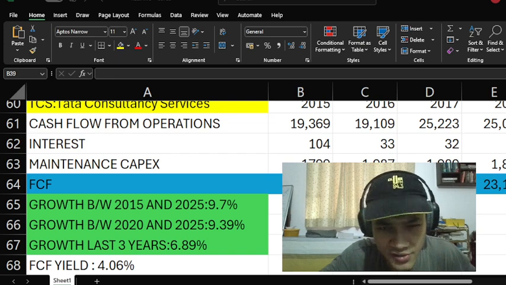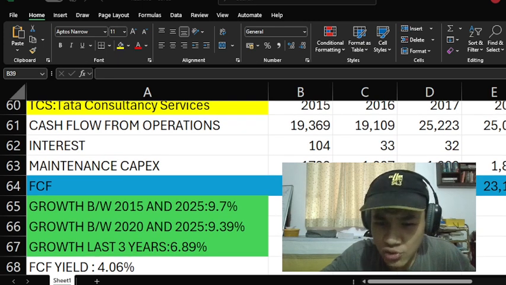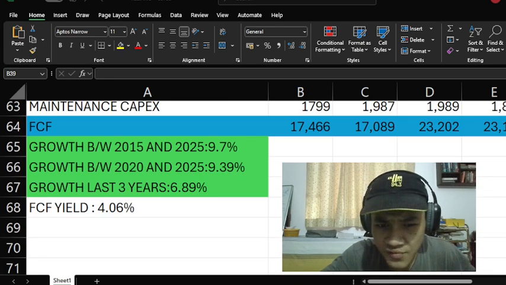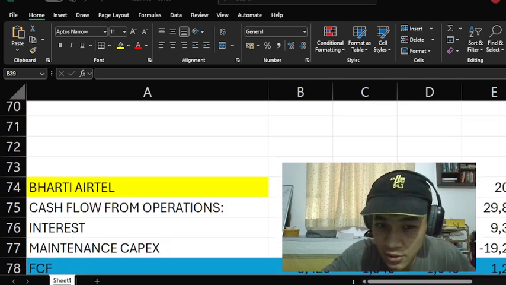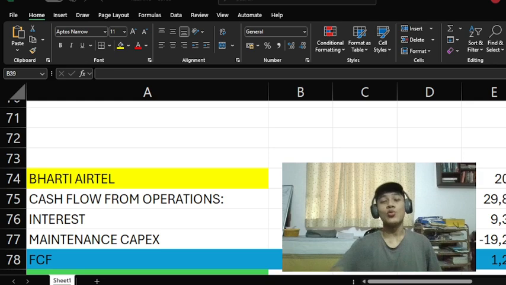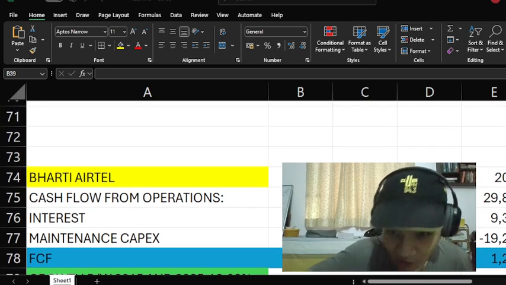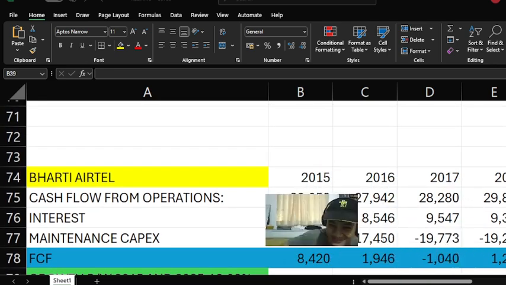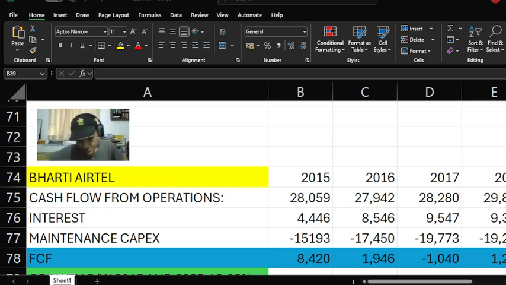Reliance had better, I guess, yes. Reliance seems to have better free cash flow yield and even growth. Bharti Airtel. Ooh, okay. Reliance, you're up. Okay. Let's see this. Bharti Airtel.